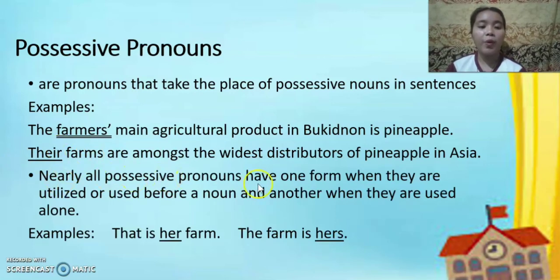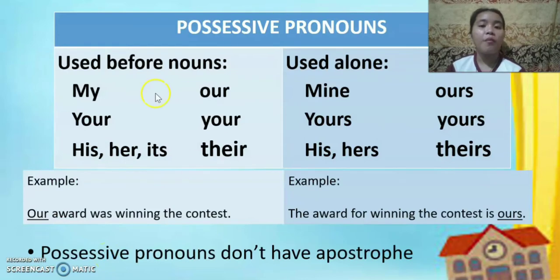Nearly all possessive pronouns have one form when they are used before a noun, and another when they are used alone. Examples. This one: that is her farm. The pronoun here is her. This is a pronoun that is used before the noun. The noun here is farm, and her comes before it. The second sentence: the farm is hers. So this is a pronoun that is used alone. The farm is hers, meaning the farm belongs to her.